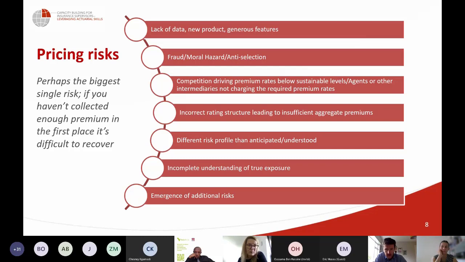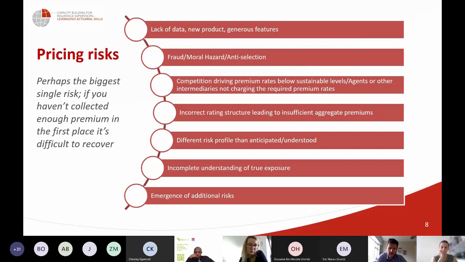There's also risk of fraud, moral hazard, and anti-selection. If there are certain conditions in the policy that make a chance that people could claim easier than you would expect, or take the policy because they know they're higher risk than you realize, then that could lead to losses for the insurer as well.